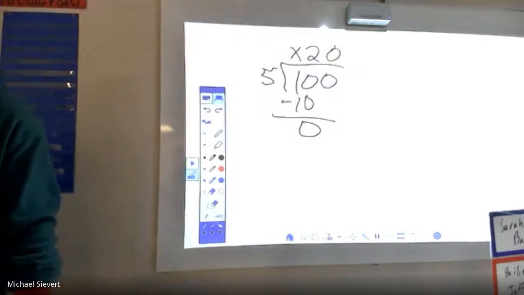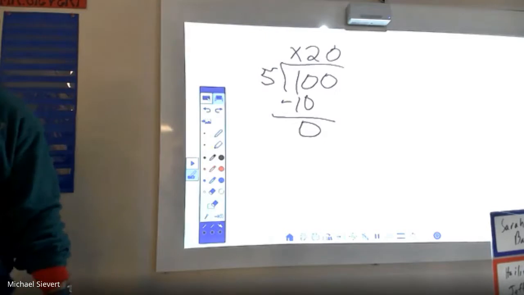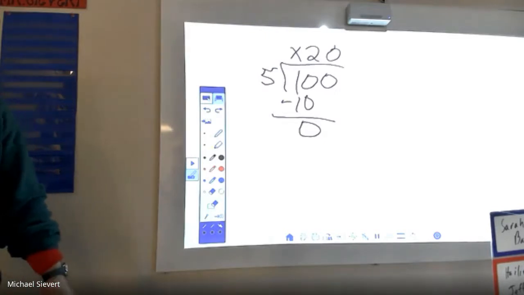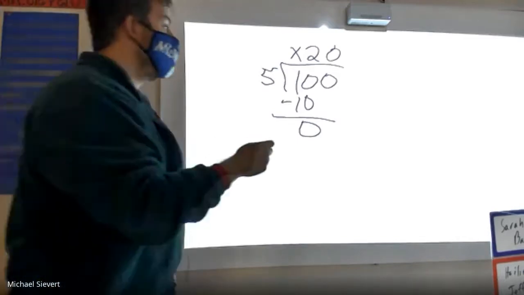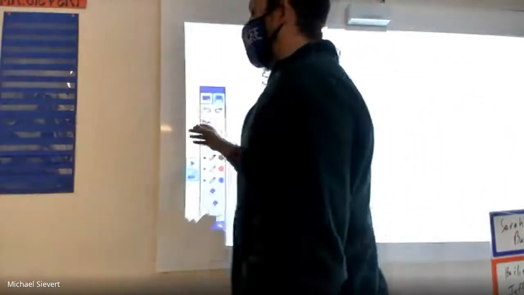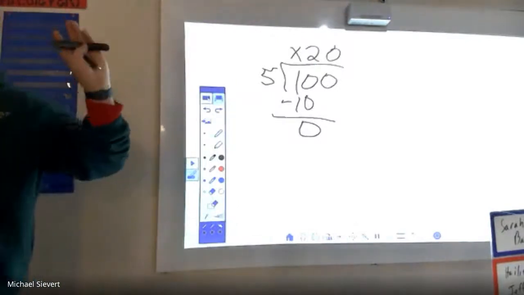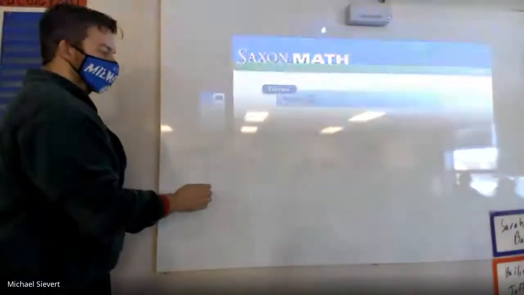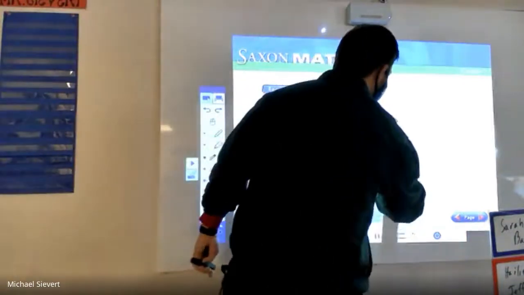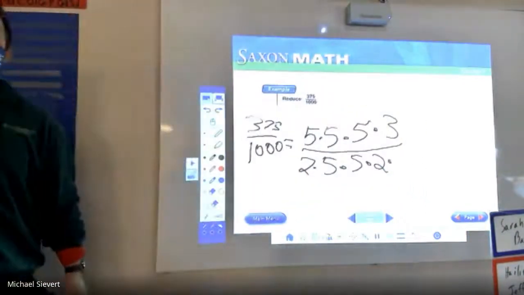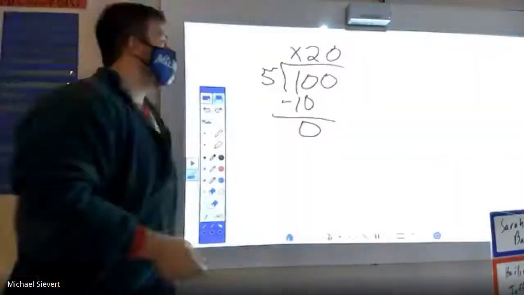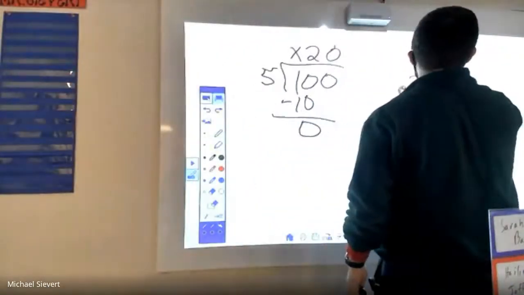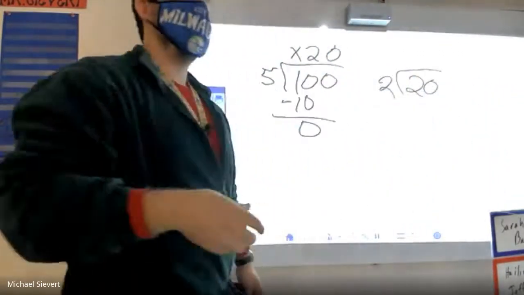Check the chart. Are we done? Is it prime? No. Man. So much work. What can 20 be divided by? That's a prime number. McKenna? Right. 2. So, I almost forgot. Mr. Sievert almost forgot to go back and write down the 2. So you got to make sure that you put down the 2 first so you don't get lost. All right. Now we can go back and do 20 divided by 2.